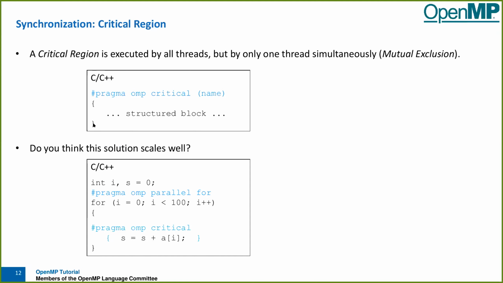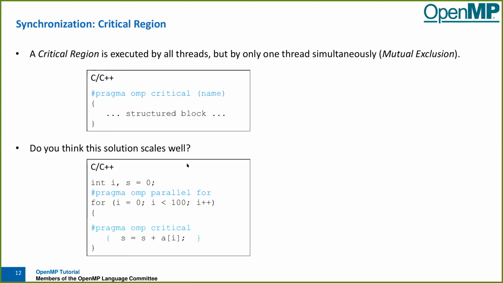And only after this thread has exited or left the critical region, the next one is allowed to enter the critical region. And this is also true if you have multiple critical regions within your program and the same name. So the name is optional. That means if we have two critical regions with the same name, then only one thread is allowed to enter any of those, and only when that one thread has left, the next thread is allowed to enter.